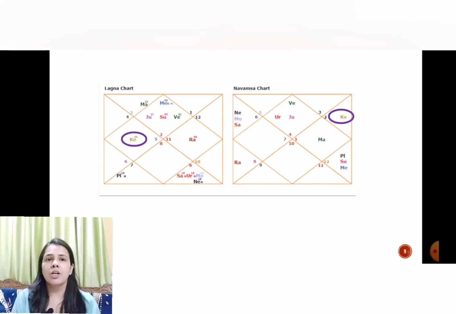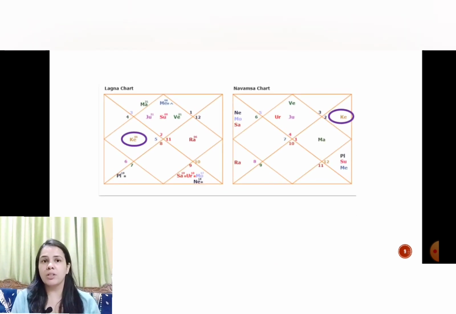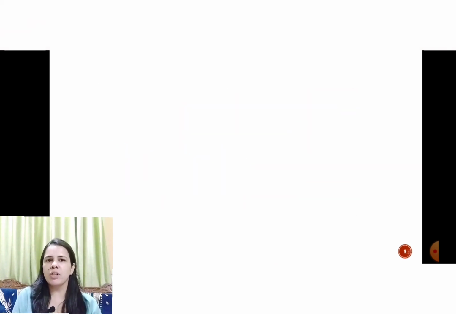But here when you see it in the Navamsa, whenever Ketu gets activated, it means Rahu also will get activated along with it. Then only Ketu will behave, because separation will come only when he or she will be moving towards Rahu.